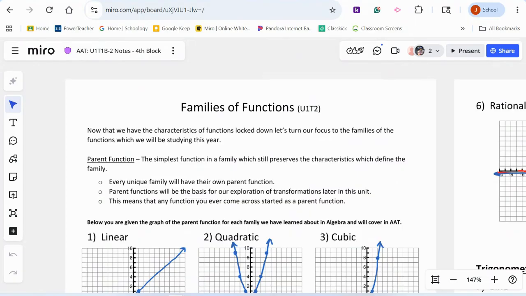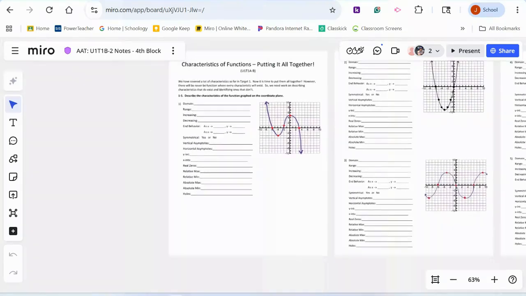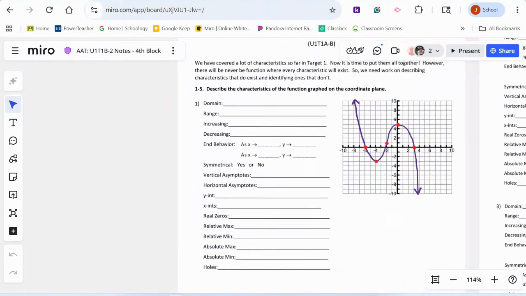But for you guys, I want to talk about a different kind of family, and that is families of functions. We have been studying a long list of characteristics, which you can see listed above here on the examples that condense target 1A and 1B together.